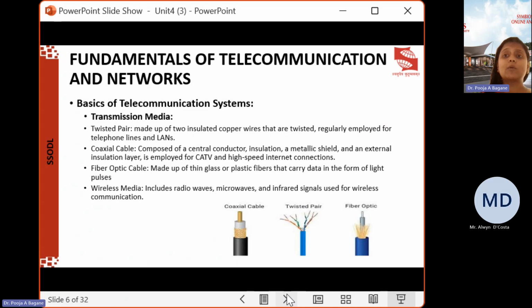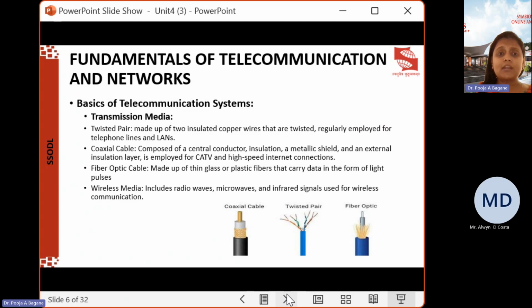When we are talking about the basics of a telecommunication system, there should be some media to transmit the data. That is called a transmission medium. The transmission media are the physical means through which the signals flow from sender to receiver in a telecommunication system. There are different types of transmission media: twisted pair cable, coaxial cable, fiber optic cable, and wireless media.